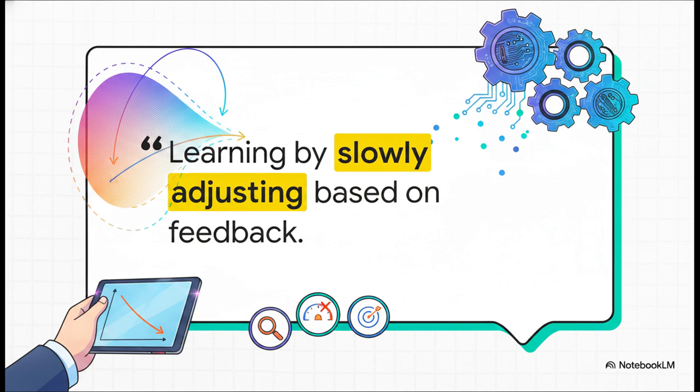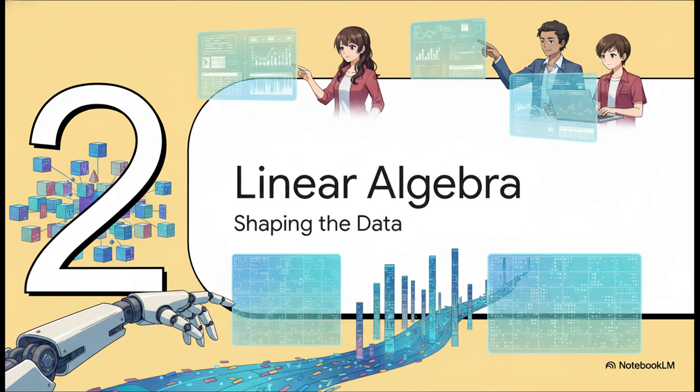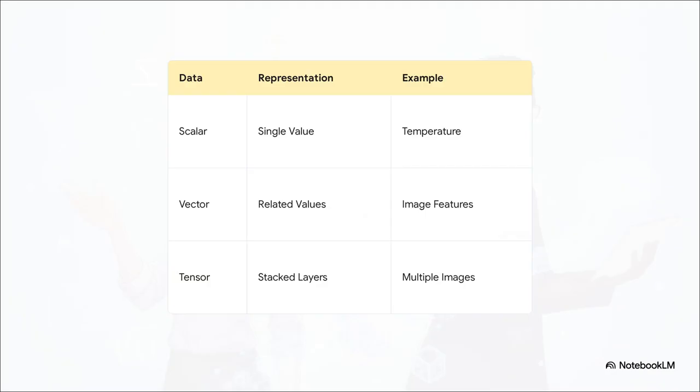That simple calculus feedback loop, testing, measuring the error, finding the gradient, and tweaking the dials, that is the true intelligence inside the machine. Moving right along, Section 2, Linear Algebra, shaping the data. Okay, so if calculus is our engine, linear algebra is the chassis holding the fuel. It takes messy, real-world data and formats it into a beautiful, structured hierarchy so our calculus engine can actually process it.